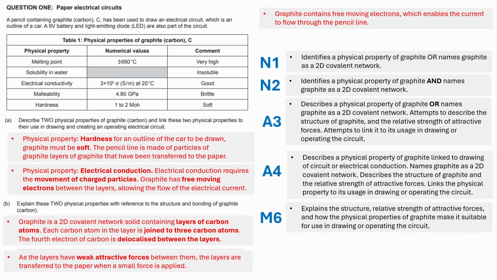And it is suitable because it can allow the conductivity of electricity. It can allow these free moving electrons to move along there. Now you get an M5 if some aspects of all of this we've put on this page is incorrect, right?